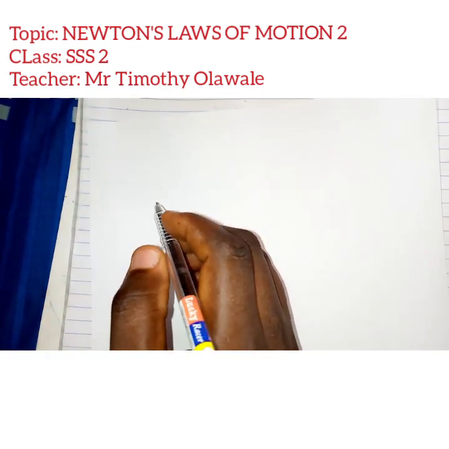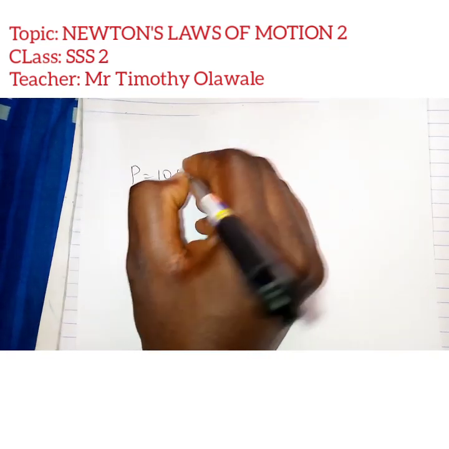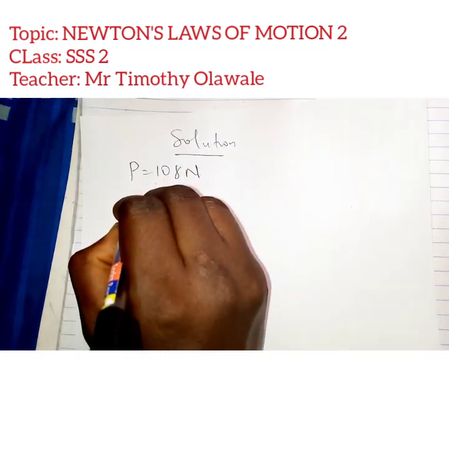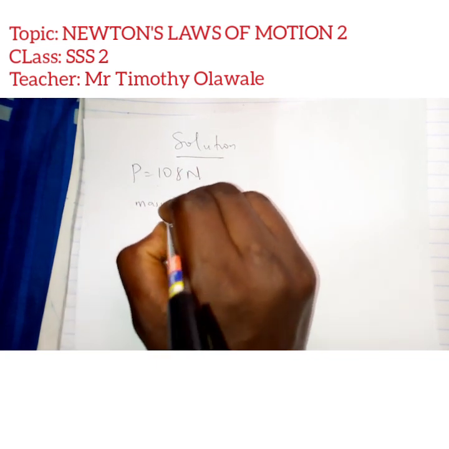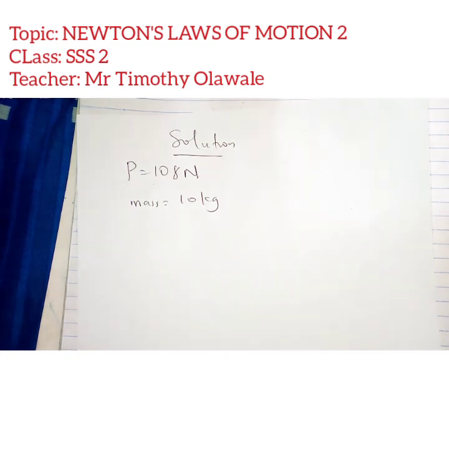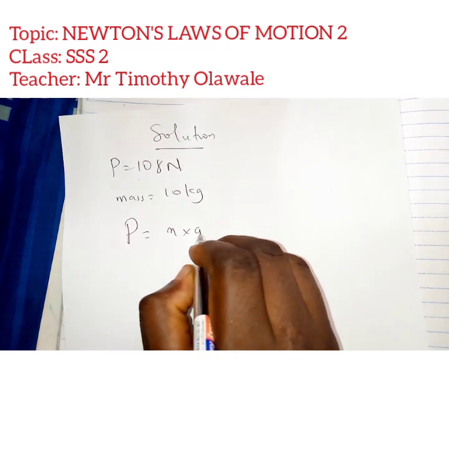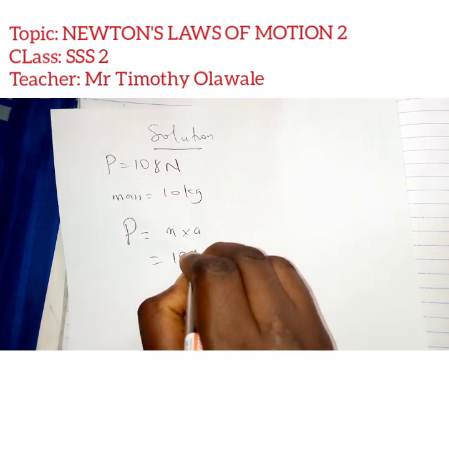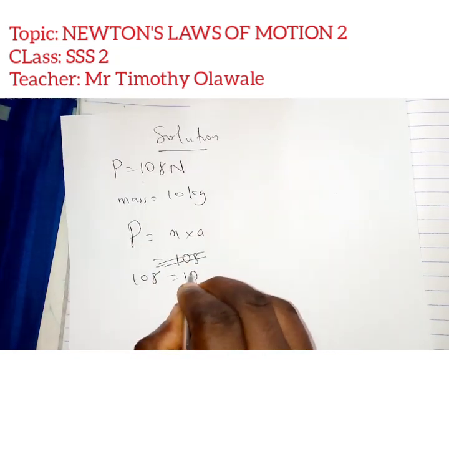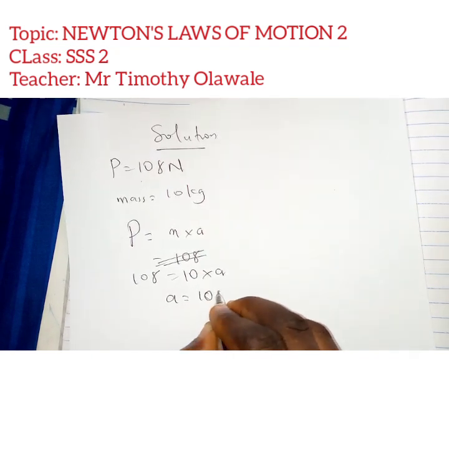Solution: a constant force P of magnitude 108 Newton acts on a body of mass 10 kilogram. Find the acceleration produced in the body, assuming the body starts from rest. So we say that the force equals mass times acceleration. That will be 108 equals, what is the mass? 10 times acceleration. So we have acceleration equals 108 over 10.